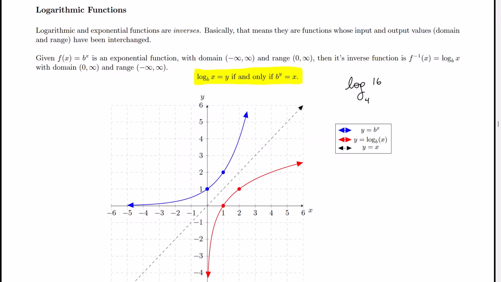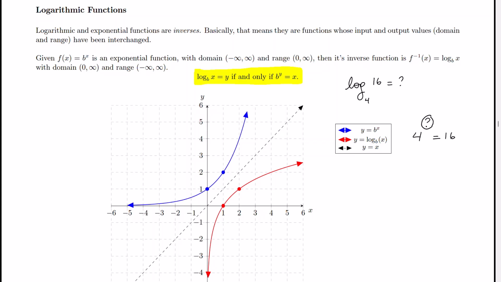So the way you should think about this is, it's a number out there. We have to find some random number. And how do you find a number? Ask yourself the following question. 4 raised to which exponent will be equal to 16?